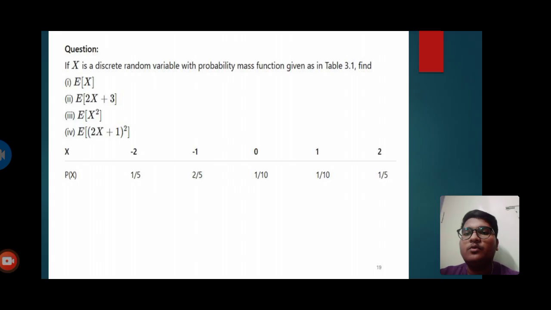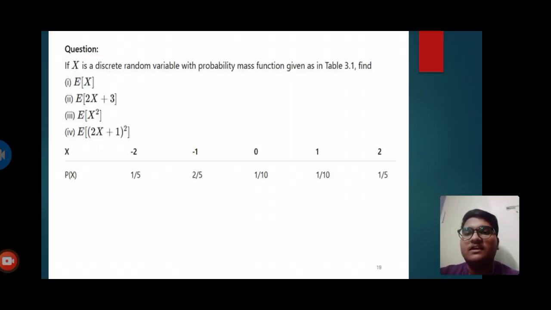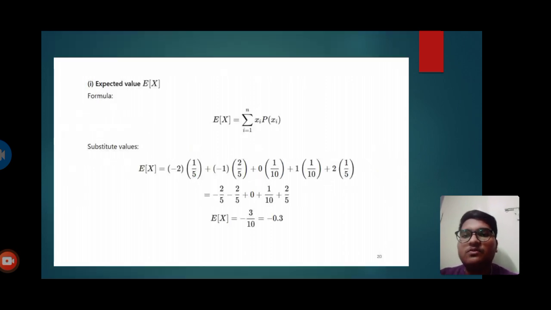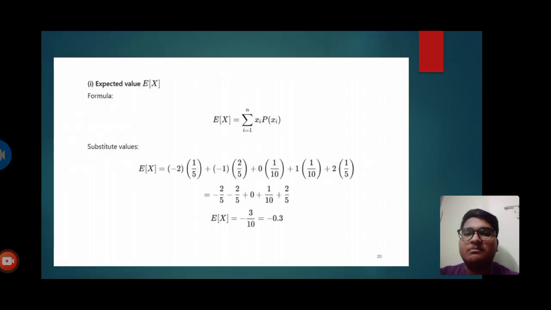Similarly, 0 has corresponding probability 1 by 10, so 0 into 1 by 10. Next, for 1, its corresponding probability is 1 by 10 again: 1 into 1 by 10, plus for the value 2, the corresponding probability is 1 by 5, so 2 into 1 by 5. Now let us sum up all these, and we get the expectation of x is equal to minus 3 by 10, which is nothing but minus 0.3.